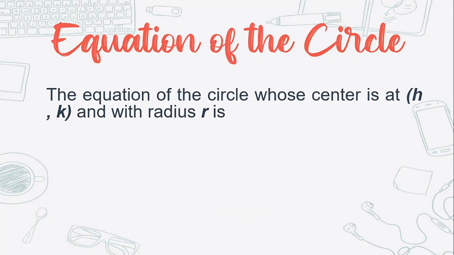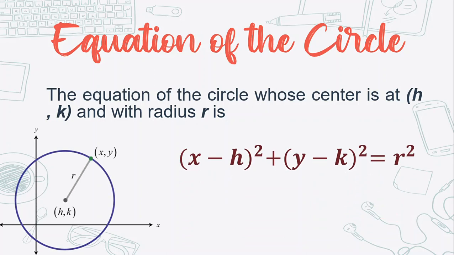Now, the equation of the circle whose center is at point (h, k) and with radius r is given by the formula (x minus h) squared plus (y minus k) squared is equal to r squared, where again h and k are the coordinates of the center and r is the radius. And this equation is in center-radius form. Now, how do we write the equation of the circle given its center and radius?